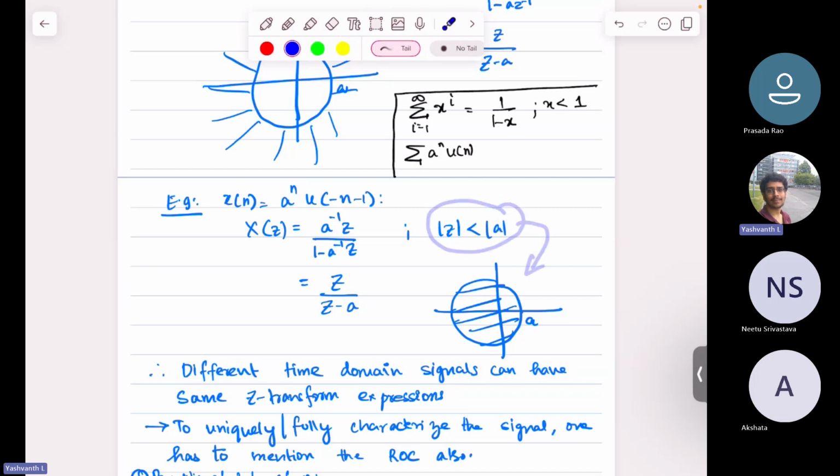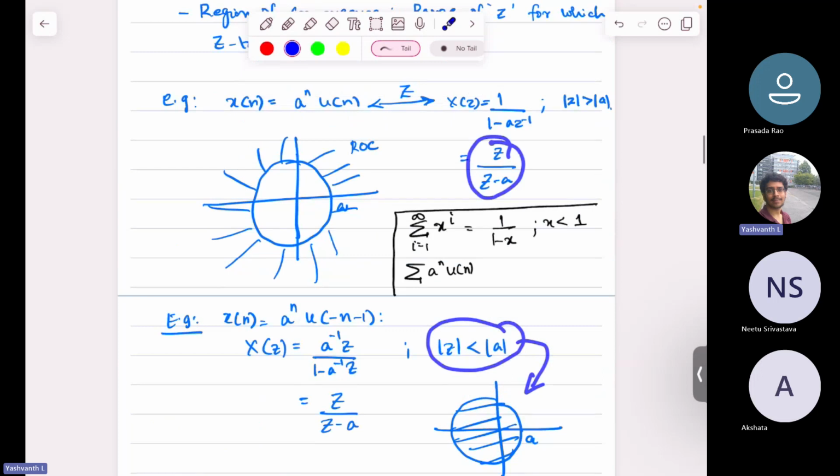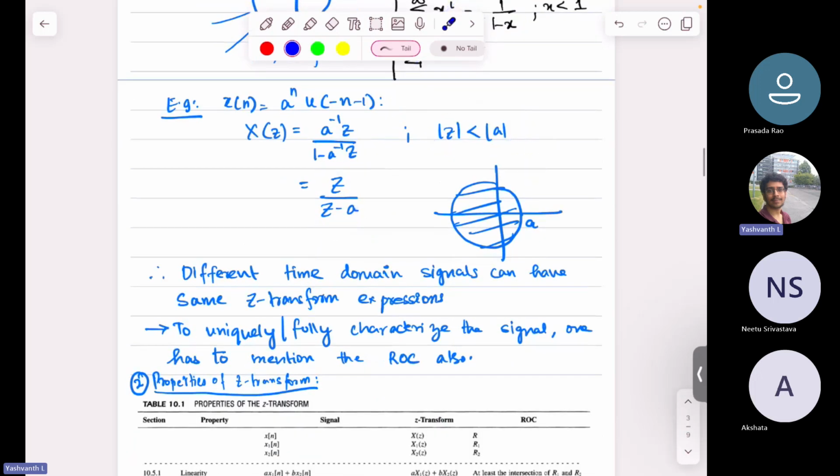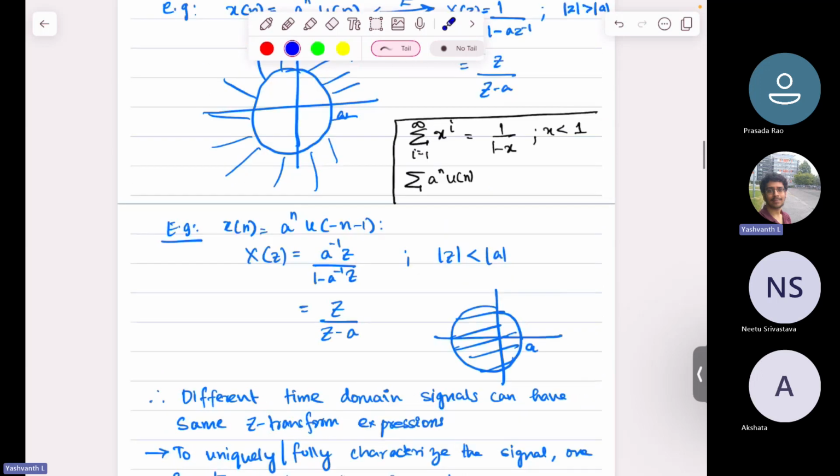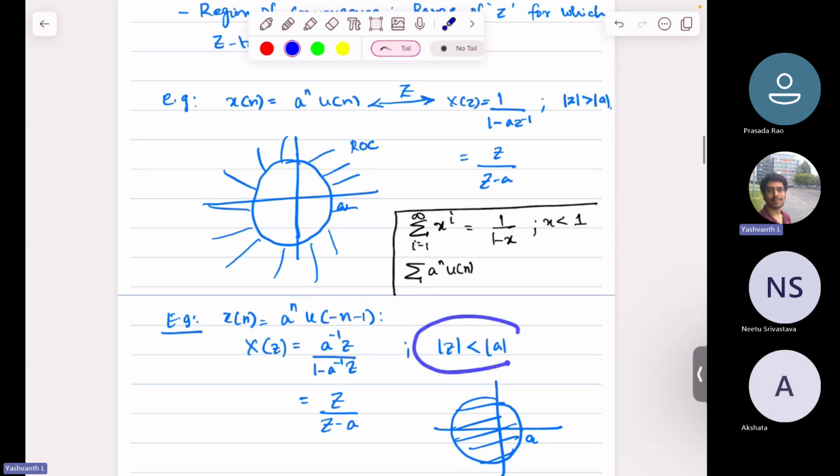So what does this suggest? z by z minus a and z by z minus a are both the same. So this suggests that different time domain signals can have the same Z transform expressions. Therefore, if you want to uniquely or fully characterize any signal, you should also mention the ROC of the transform. For example, here the ROC is different. This is inside the circle. This is outside the circle.